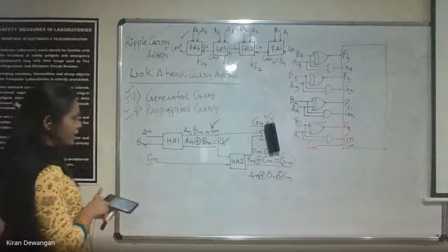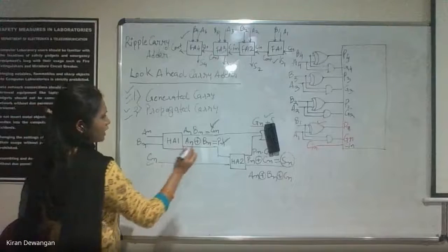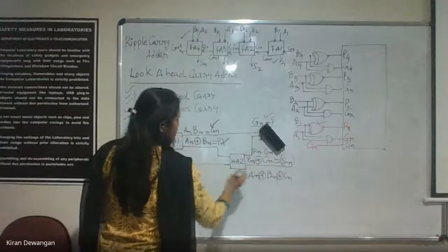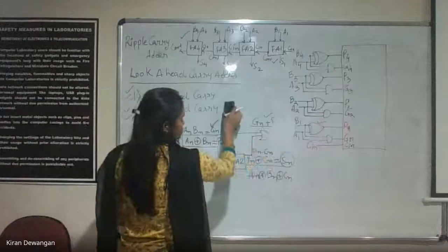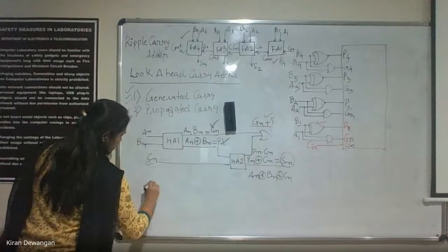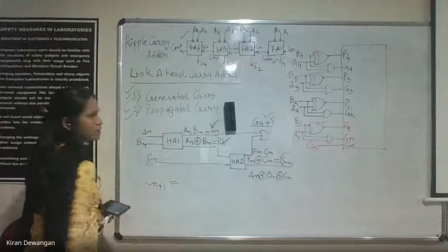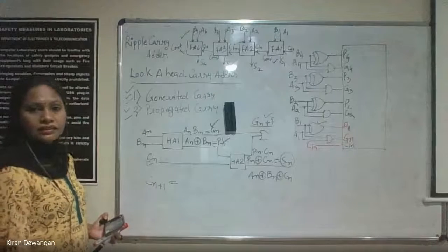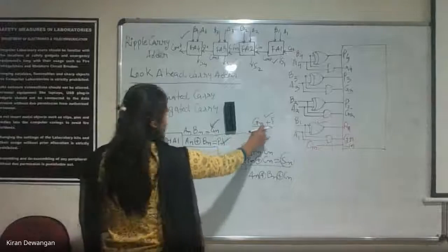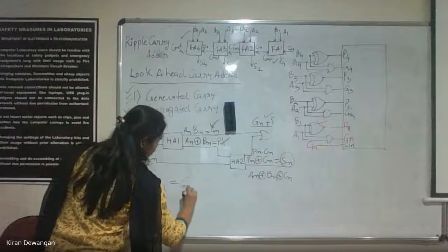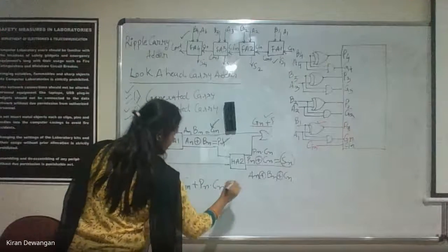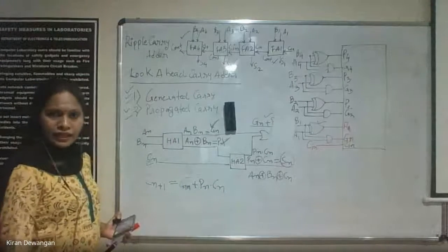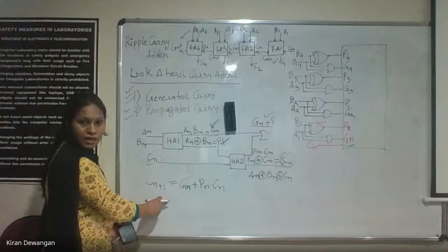Now the important step is to generate this Cn. ये जो आपका Cn+1 प्रोड्यूस होगा. What was Cn+1? Cn+1 क्या था? What was it? यहाँ पर से जो प्रोड्यूस हो रहा था, it was Gn plus Pn dot Cn. Correct? This was Cn+1.